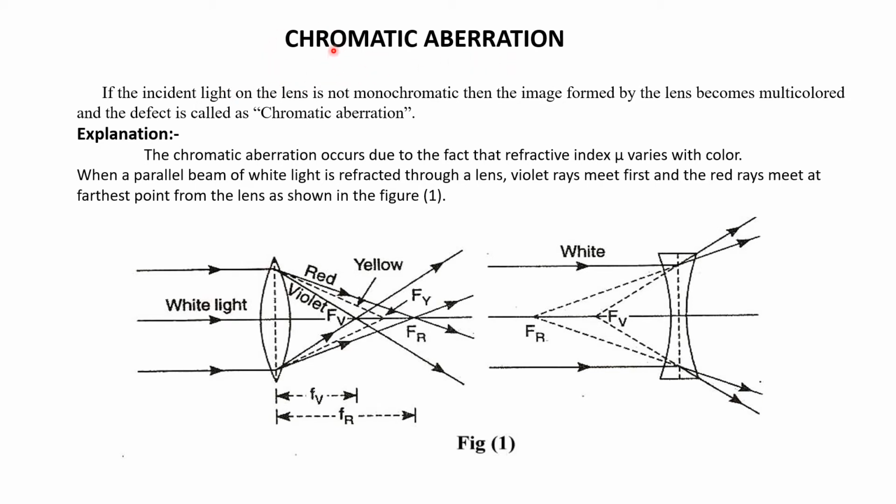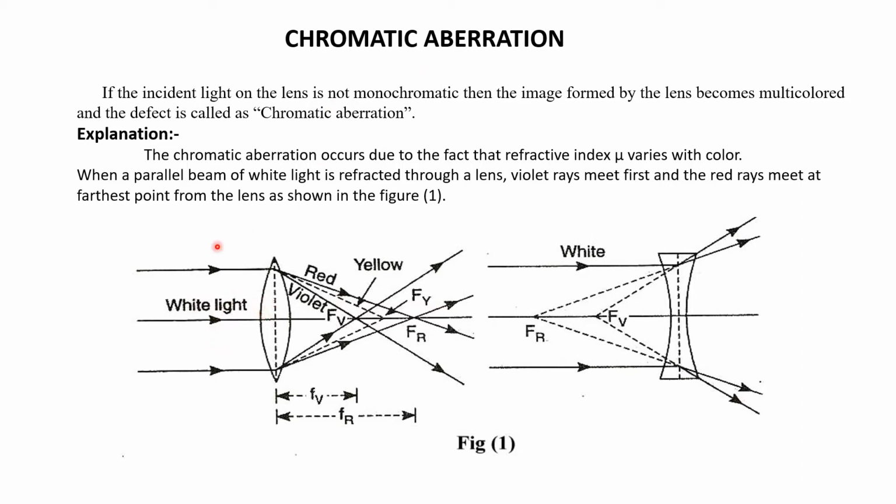Chromo means color. So if the light that is made to fall, that means the incident light on the lens, is not monochromatic, that means not of a single wavelength, then the image formed by the lens becomes multicolored, and the defect is said to be chromatic aberration. That means if the light is multicolored light, then in the formation of the image, some unwanted colors occur. That is said to be a defect, and that defect is chromatic aberration.